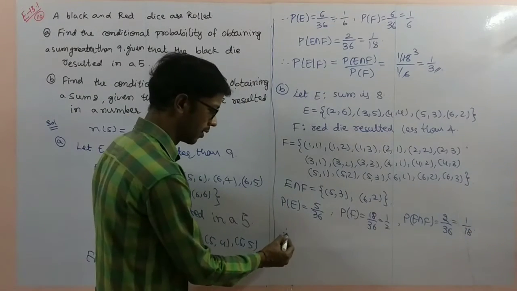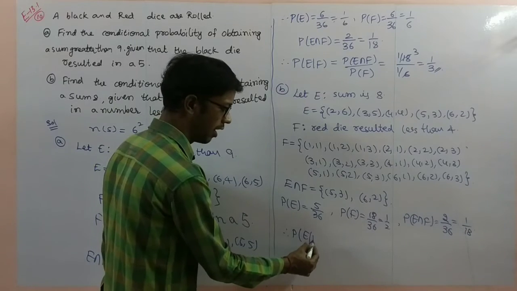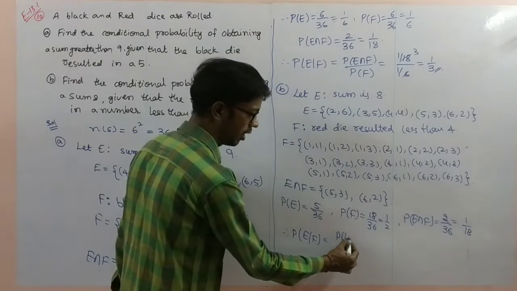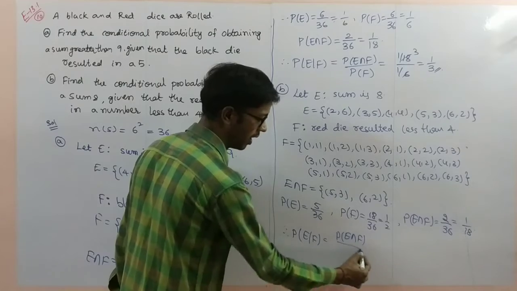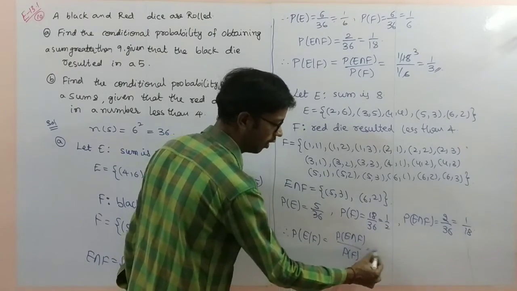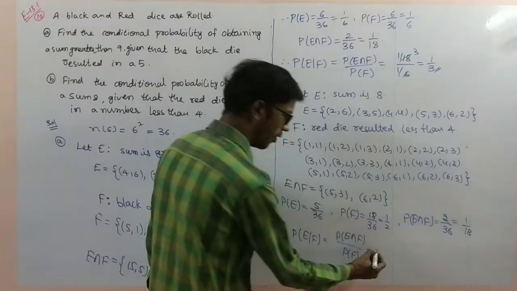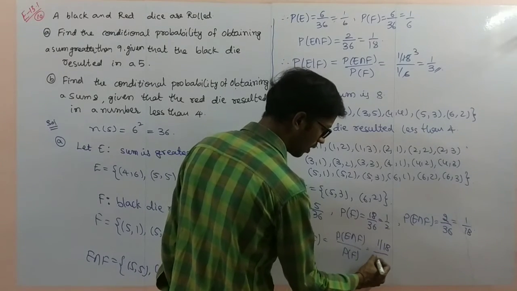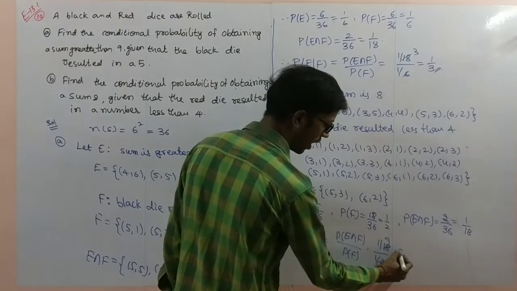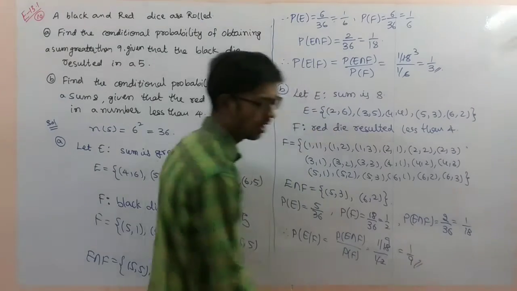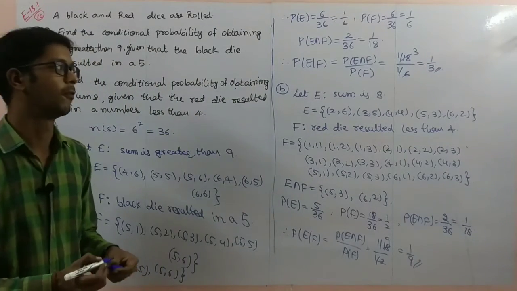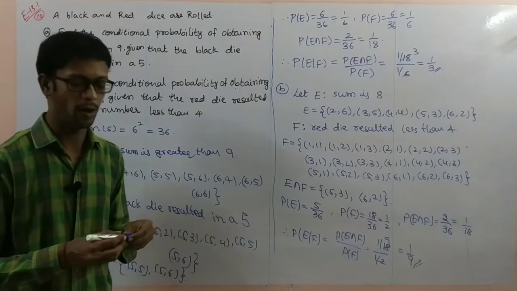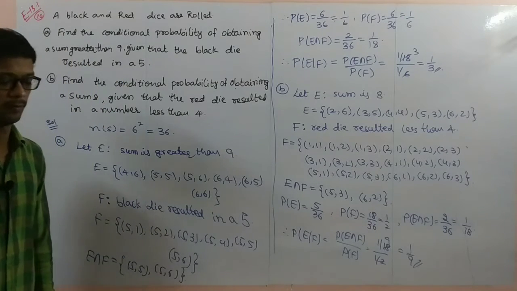Next here, probability of E by F is equal to probability of E intersection F by probability of F, that is equal to 1 by 18 by 1 by 2. 2 ones are 2, 2 nines are 18. So 1 by 9 is the required probability. Pause the video to note it down.